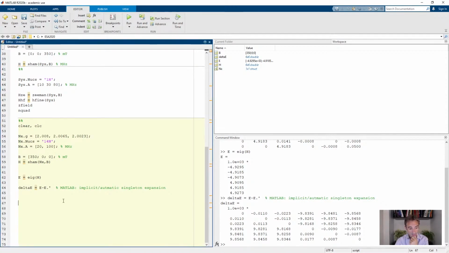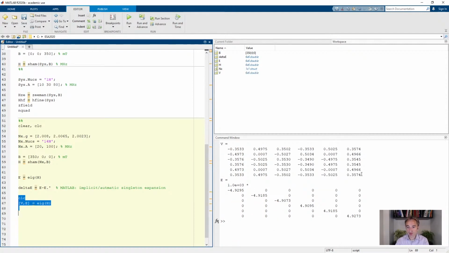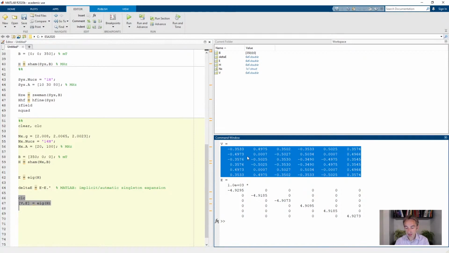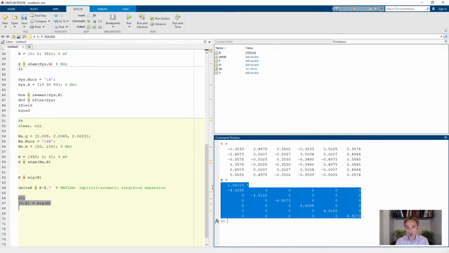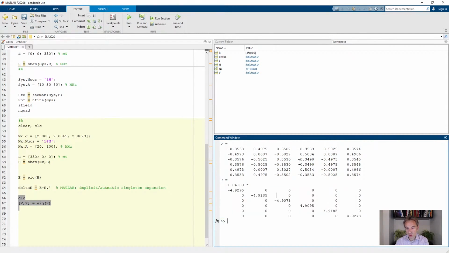If, besides the eigenvalues, you also want to get the eigenvectors, you can use eig, still the same function, but you just ask for two outputs, V and E. V is the vectors and E is the energies. If you run this now, let's clear the command window up a bit. Then you get a matrix of eigenstates and a diagonal matrix for the energies, right? And so each of these energies corresponds to one of these eigenstates.